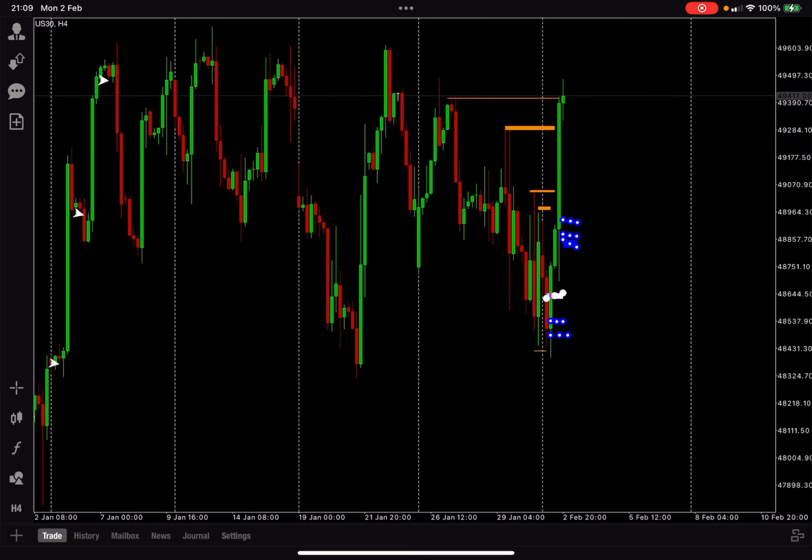Hello everyone, now we're looking at US30 and just going over the previous day's price action. So this is Monday the 2nd of February. It's getting near the daily close, so I'm going to go over price action now and how you would approach it.